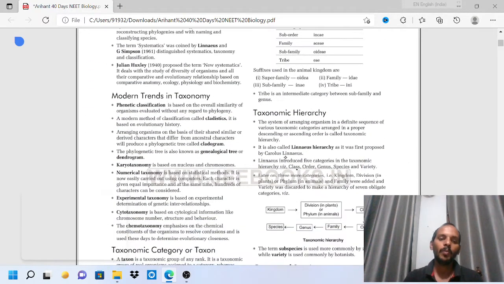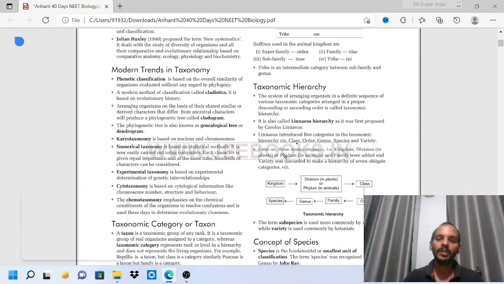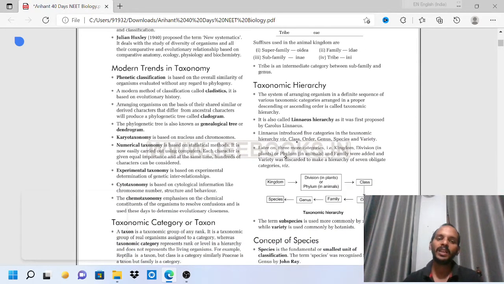Now there are some modern trends in taxonomy. First, phenetic classification. Phenetic classification is based on overall similarity of organisms, evaluated without any relation to phylogeny. And phylogenetic trees are also known as a phylogenetic tree or dendrogram.